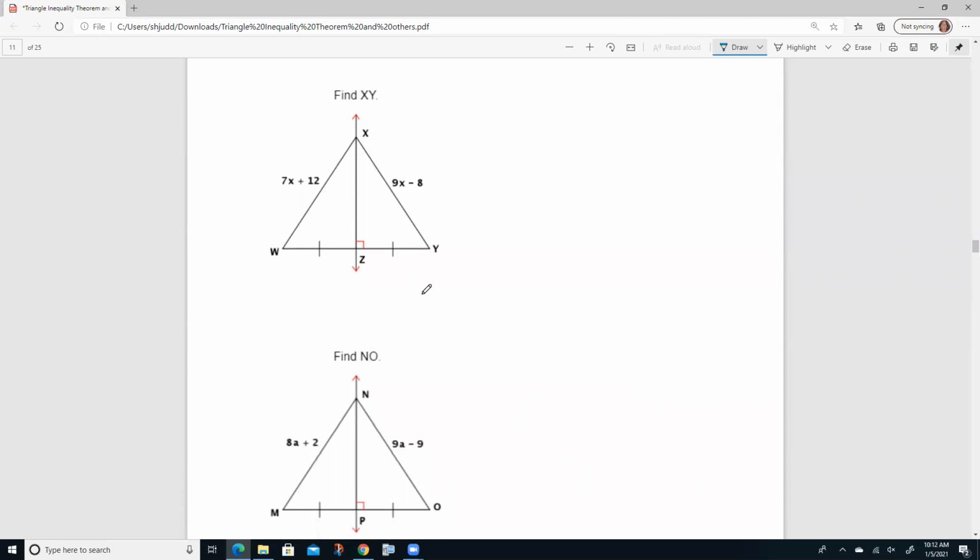Okay, now if we look at this, the same thing that was true about our last problem is true about this problem, except these two being congruent and this being a perpendicular bisector establishes these two sides as congruent. So that means if they're congruent, I can set them equal to each other. So I get 7x plus 12 equals 9x minus 8. So I'm going to go ahead and minus 7x. I'm always minusing the smaller number. That's just a stylistic choice. I like to keep my variables positive.